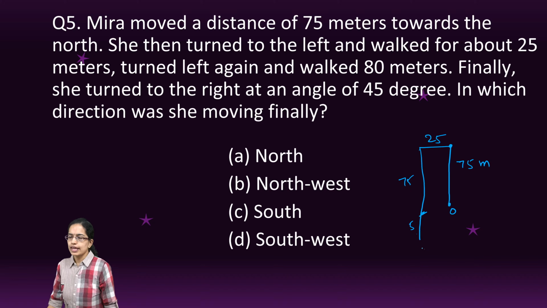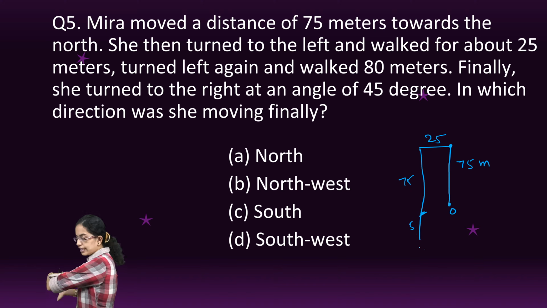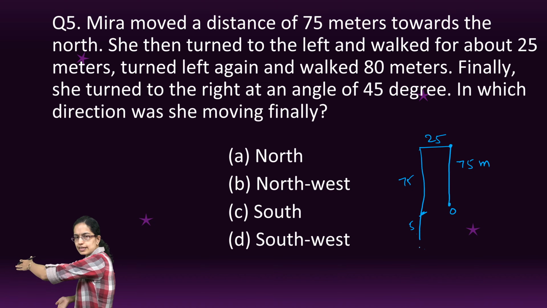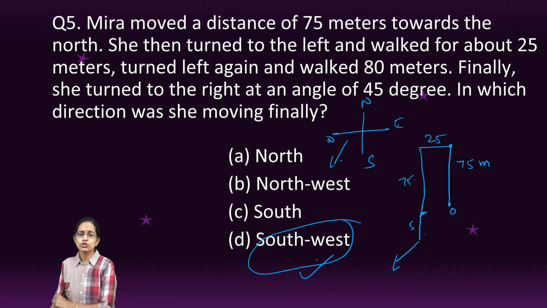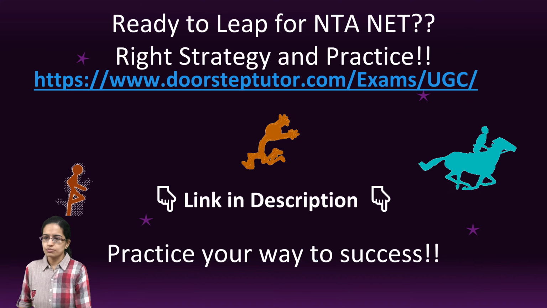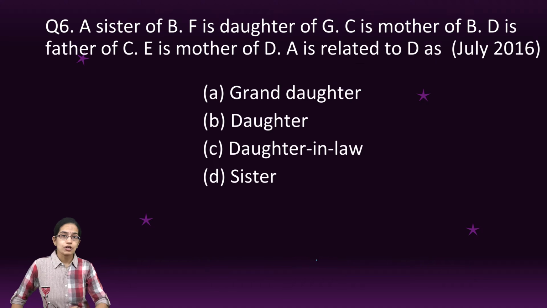And then after that she takes a right. So from this position, taking a right, that means going this side. So this is the right. Now in which direction is she moving? So this is north, south, east and west. So what direction is this? This is the southwest direction. So southwest becomes the right option here. So that is a kind of question based on direction problems.